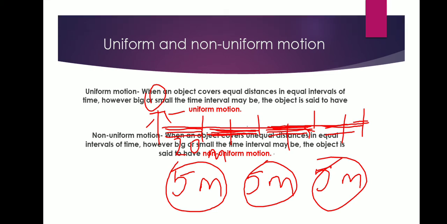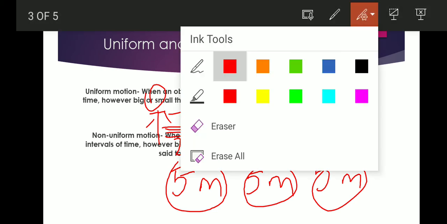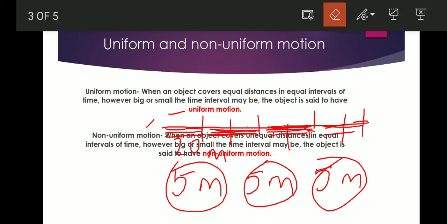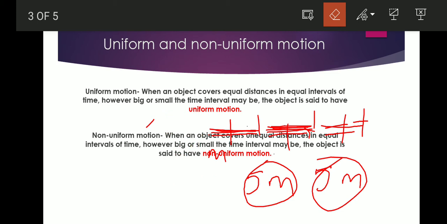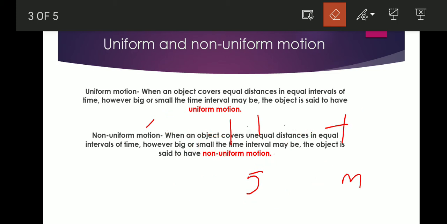Then what about non-uniform motion? Non-uniform motion, let's read the definition first. Non-uniform motion, when an object covers unequal distances in equal intervals of time. However big or small the time interval may be, the object is said to have non-uniform motion.